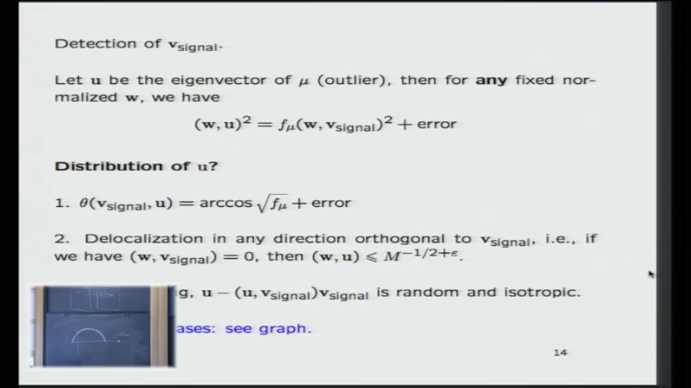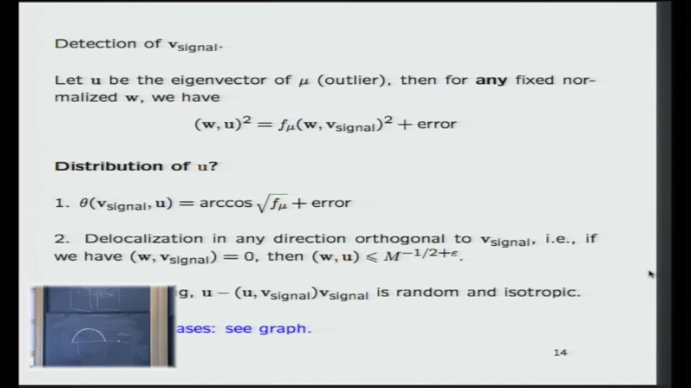So let's look at this case. If you have two outliers, and both of these two are very close to each other, then you will see the mix between the eigenvectors of these two. You will see the mix of the eigenvectors of these two eigenvalues.